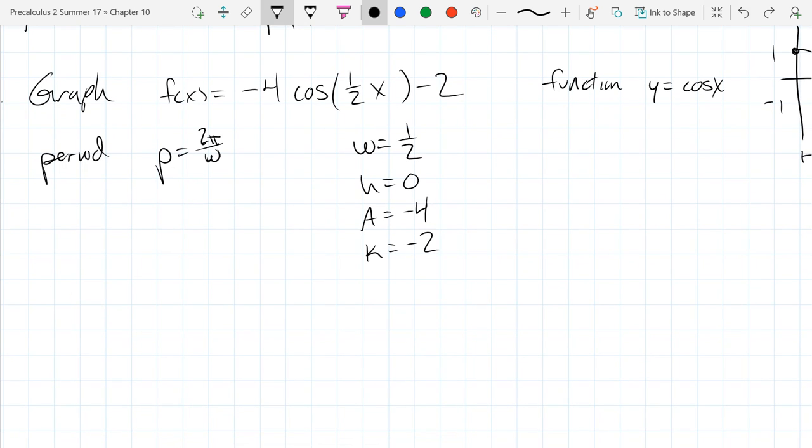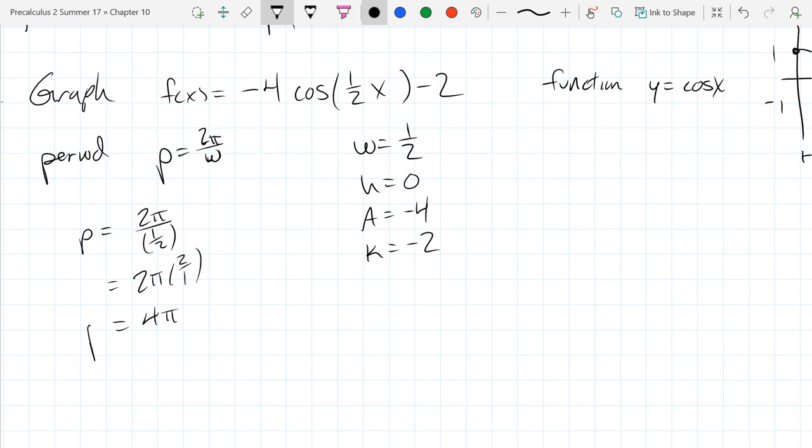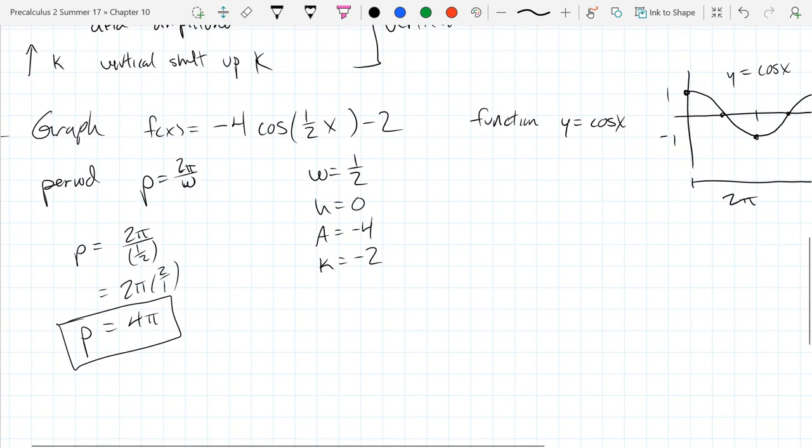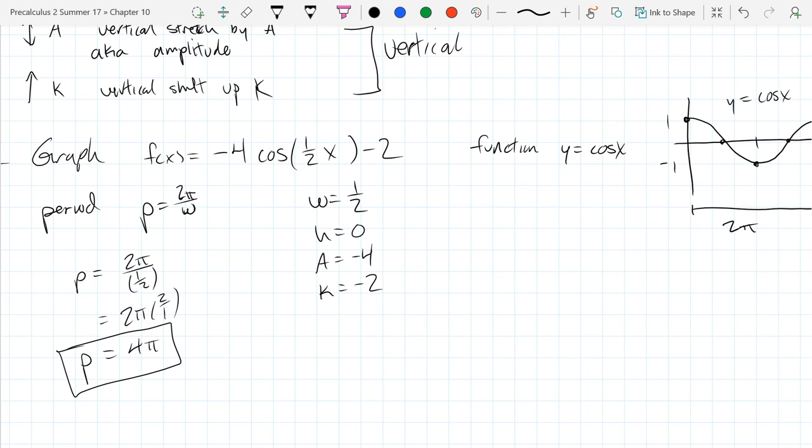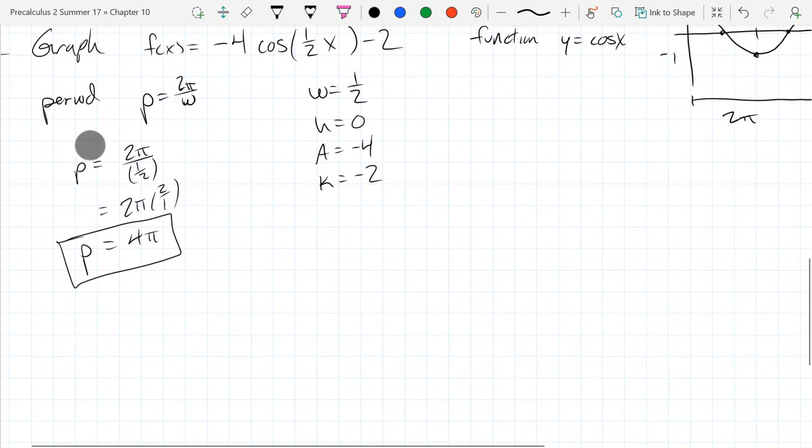So 2 pi over w is 2 pi over 1/2, which is 2 pi times 2 over 1, that's 4 pi. One of the questions I'm going to ask on a graphing question on your midterm is, what's the period? You're going to need the period correct if you want to graph this correctly.